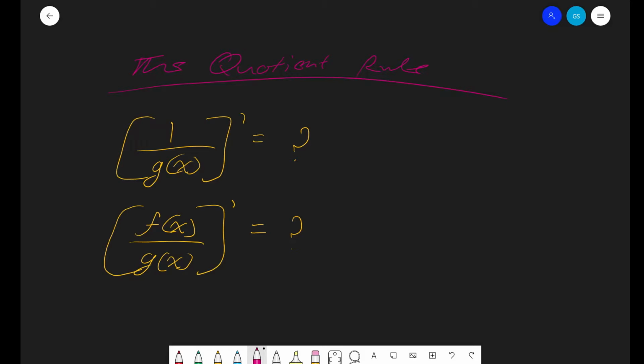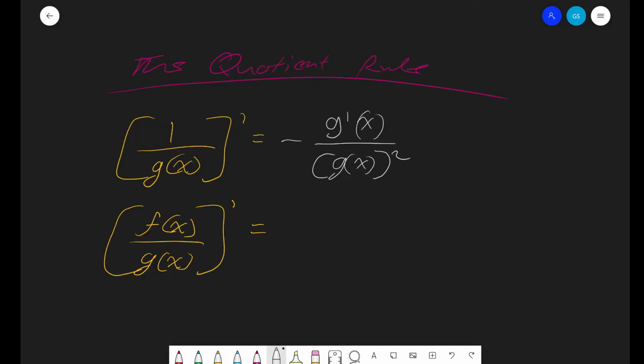So, the quotient rule. I'll erase these question marks and just write down what they are. If we had 1 over g of x, 1 over some function, and we wanted to find the derivative of that, that would simply be negative g prime of x over g of x squared. I know, very odd, but it'll all make sense in a second.